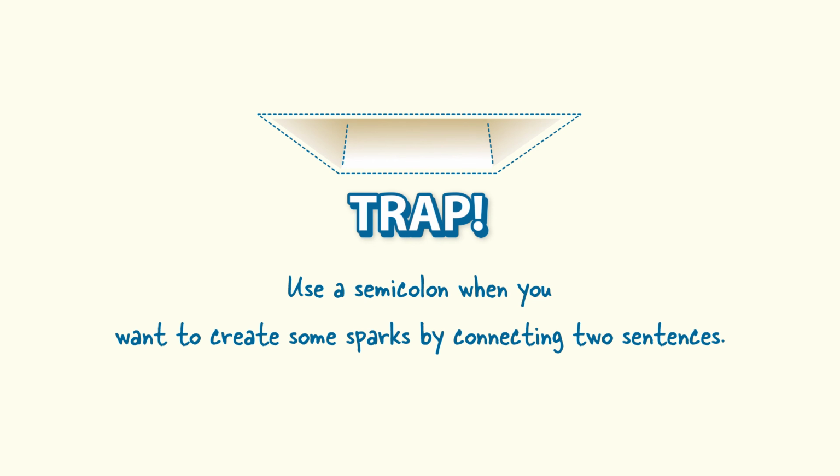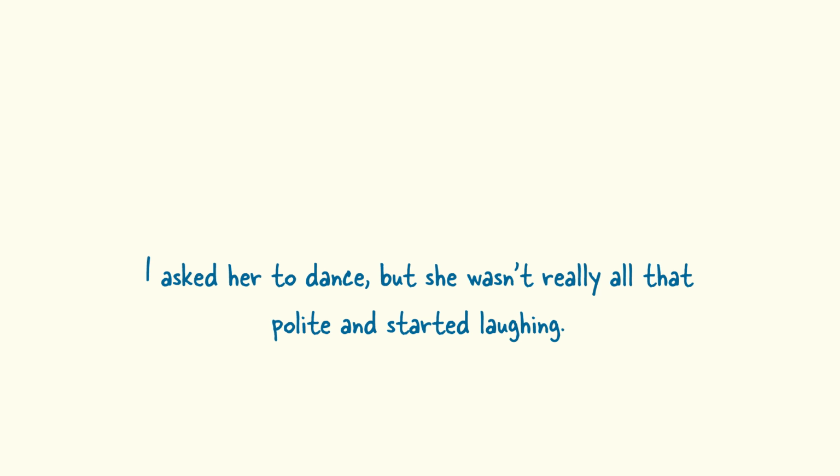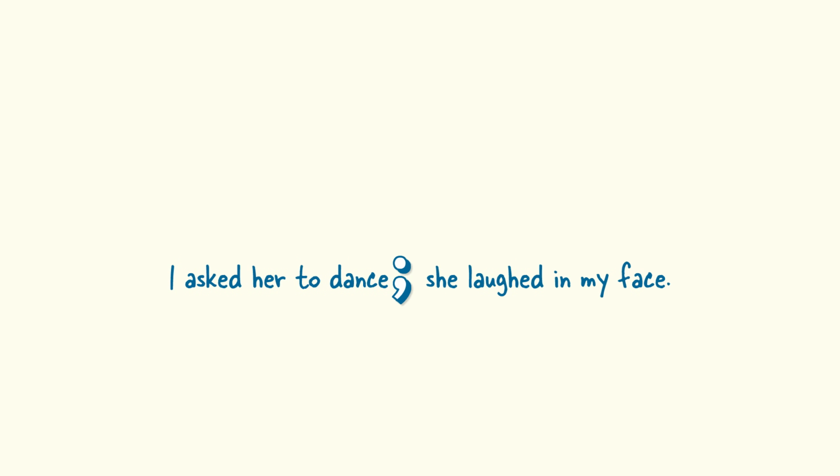Use a semicolon when you want to create some sparks by connecting two sentences. Suppose you ask someone to dance and she laughs at you. That would never happen. Humor me here. Listen to the jolt this connection causes. Compare this: I asked her to dance, but she wasn't really all that polite and started laughing. With this: I asked her to dance; she laughed in my face. Here, avoiding but and using a semicolon increases the sudden shock.